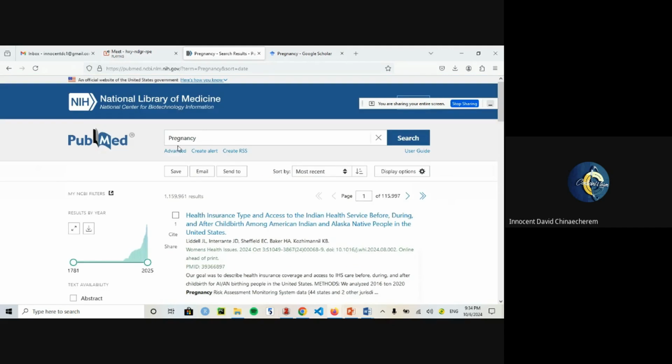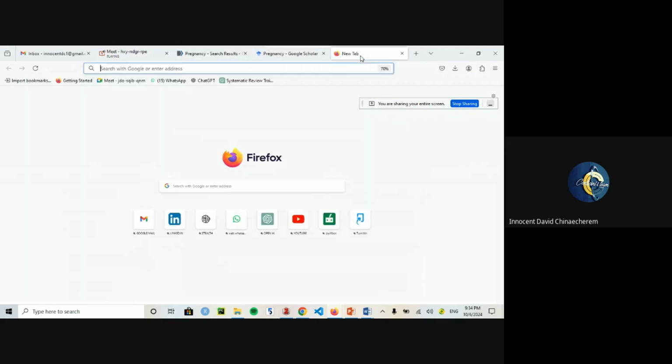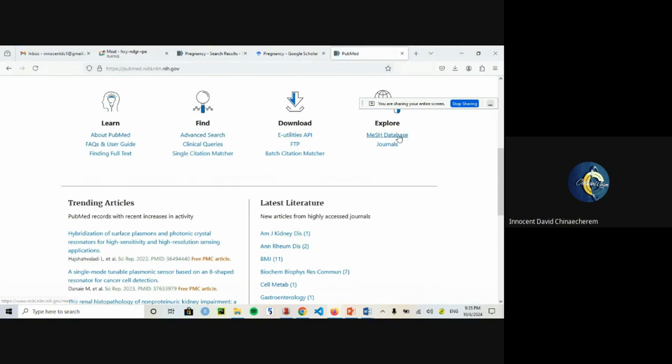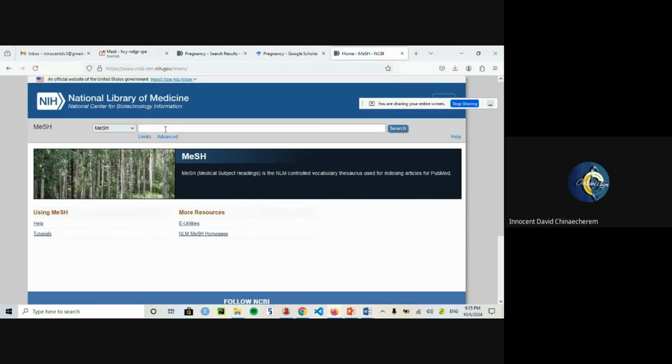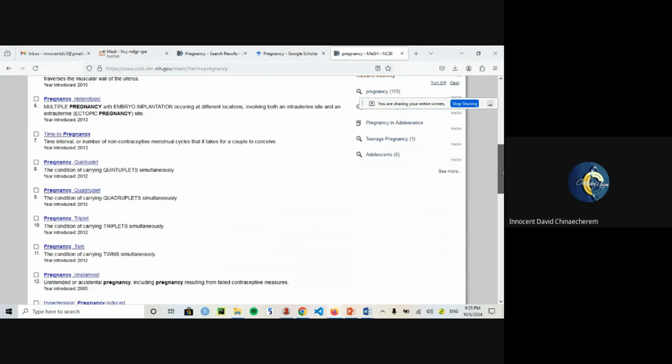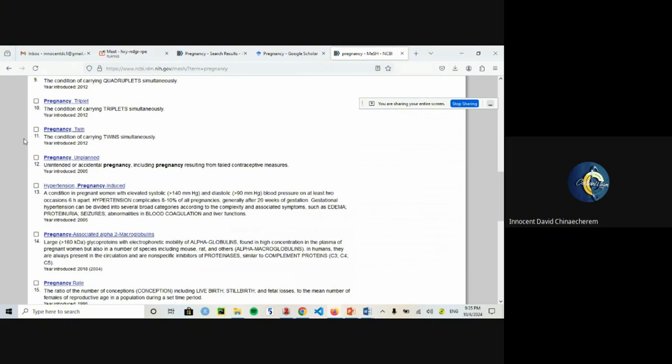Because with that term pregnancy, it is not enough, because you might need to search with the MeSH terms of pregnancy. When you come here, you go down to the MeSH database, you click on it, you click pregnancy, you search it, right? So pregnancy has several MeSH terms, about 12 MeSH terms.